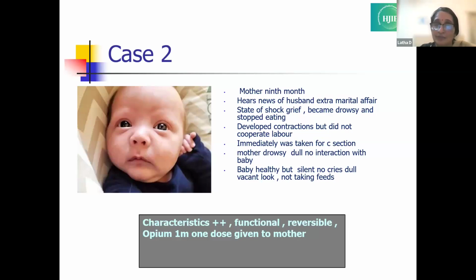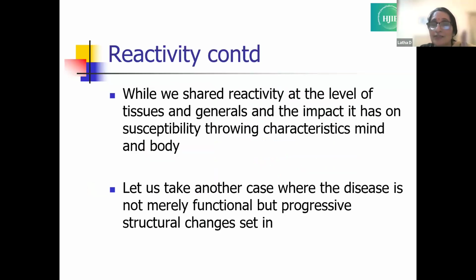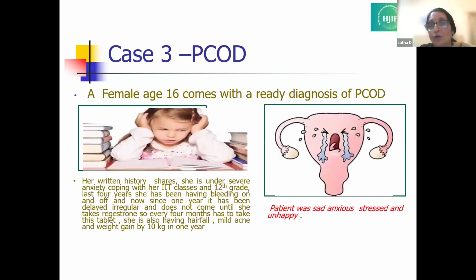The remedy chosen was Opium, based on this dull, drowsy state of the mother. The mother was given 1 dose of Opium. When the mother recovered from the state of grief and shock with the dose of Opium, she started taking the baby and feeding the baby, and the baby came back to normal. This case shares again how the reactivity is high at the level of the mentals under an intense grief, resulting in a dysthymia-like condition. It is functional and not progressive.